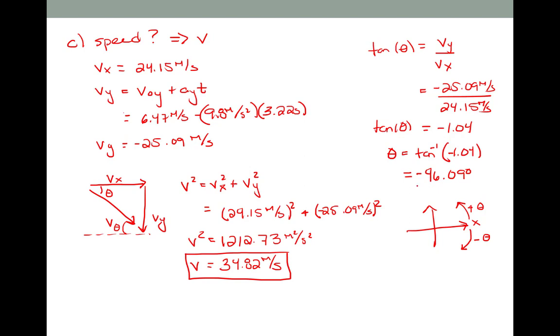This concludes the first 2 examples on 2D projectile motion. In the next video, we will work 2 additional examples of 2D projectile motion.